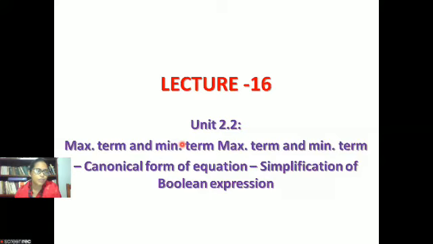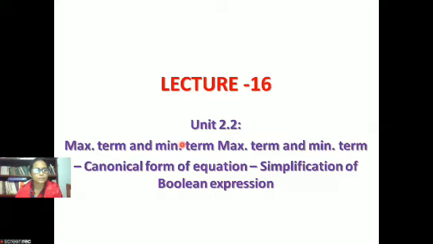Next, we have seen about the various laws of the Boolean algebra, which was in unit number 2, and about all other laws, which include the distribution law, the absorption law, the consensus laws, the De Morgan laws or the De Morgan theorems, and also how to apply De Morgan's theorem to a given expression, how to minimize the Boolean expressions.